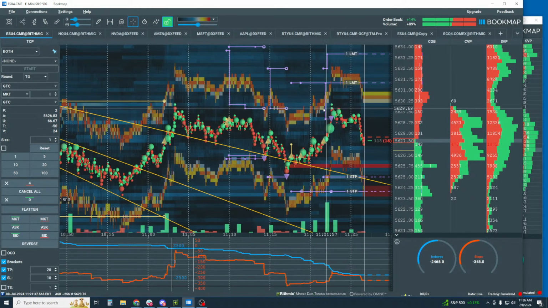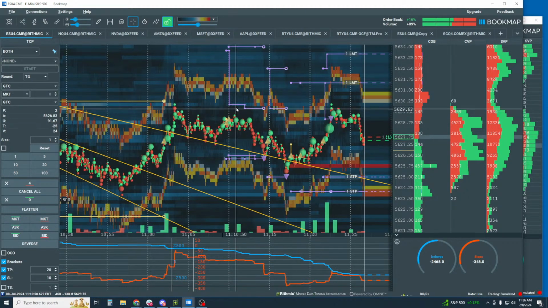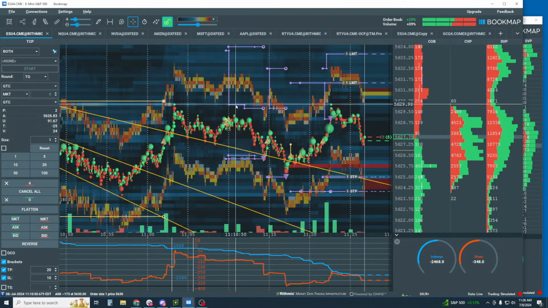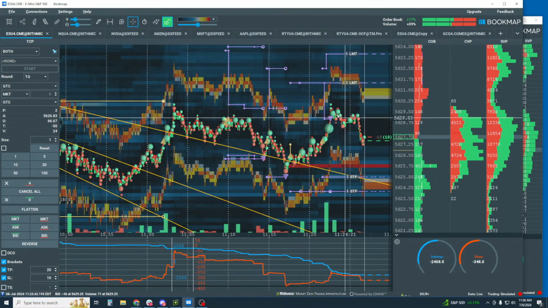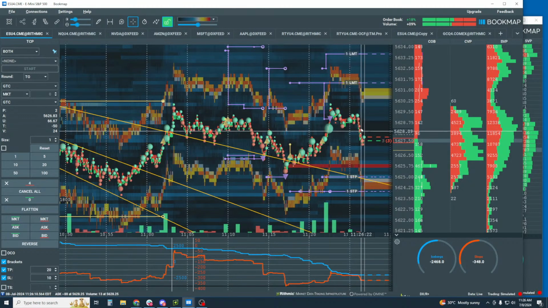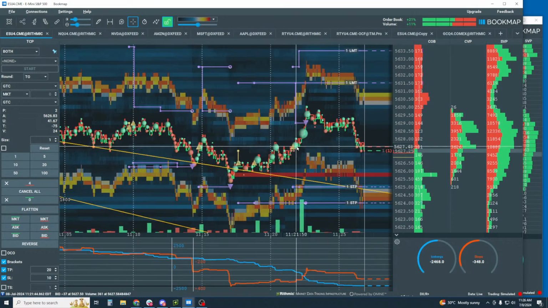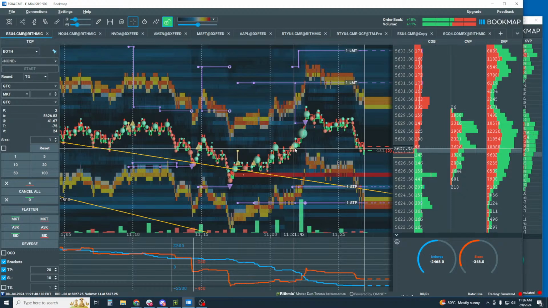Okay, so we got our buyers. We got the move back up into just about 30 here, and they're still up here buying. This is a pullback here to where the buyers came in.